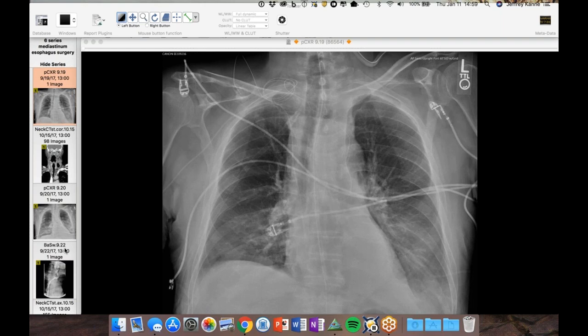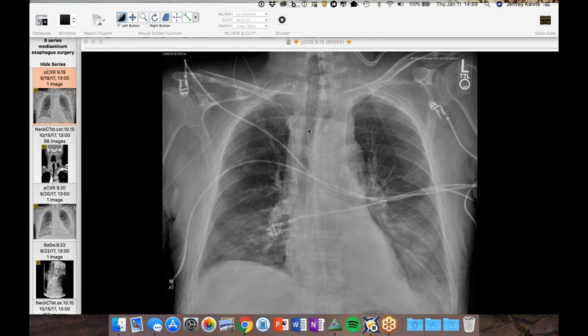This is a cool case, and I have never seen this phenomenon before, and I'm curious if anyone else has. Julie Takasugi sent me this case. It's a fascinating case, a great teaching case. So this was a patient who had an esophagectomy, and this is one of the post-op radiographs, fairly early. You can see there's a gastric tube in, there's a PICC, and then there's the epidural catheter.